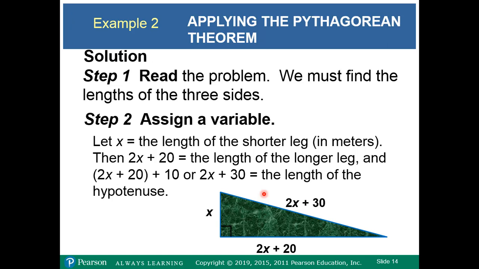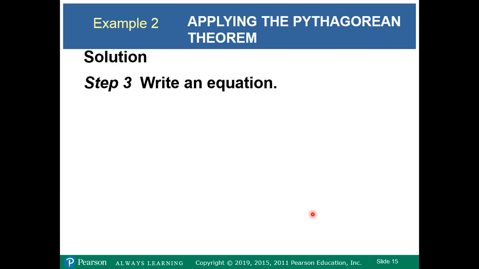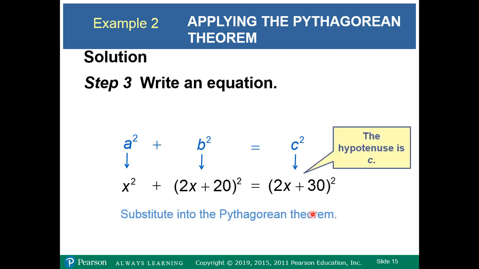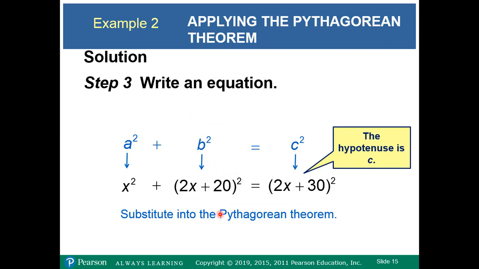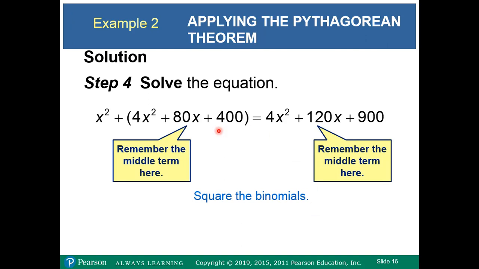And so now we can draw a picture. So we know the shorter leg is x, the longer leg is this, and the hypotenuse is this. Okay? And so now we're going to write our equation, which is going to use the Pythagorean theorem. The hypotenuse is c. So substitute into the Pythagorean theorem, and then now we're going to solve. Okay, so notice that we squared. So now we're squaring this one, and we're squaring this one, and that gives us this. Okay, so remember the middle term here and here.